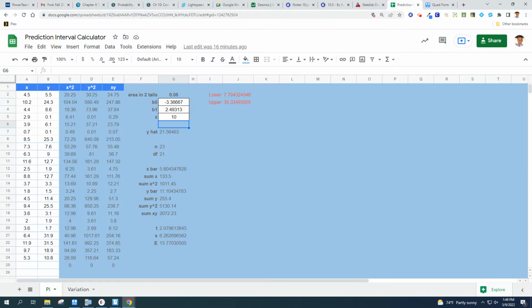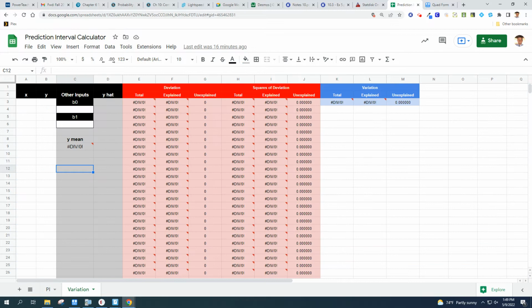The second tab is variation. If you go to the next tab, you've got a bunch of stuff going on. And the first thing we're going to need to do, I believe, is type in those numbers. I'm not sure you're going to be able to copy and paste them, but there's not that many, so let's just type them in.